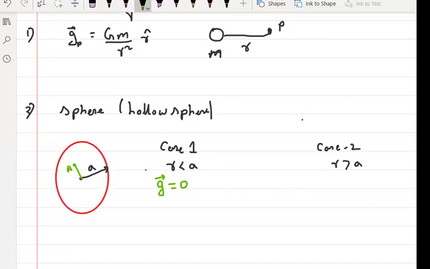Okay, now the second case, when we talk about any point which is outside this sphere. Just take this point. This is point B. Now for this point B, this distance is again R, as I said. Now tell me, the formula will always be the same, right? The formula will not change. g is equal to capital G m by R square. Agree? Now for this point, the mass will be the total mass, right? Agree, everyone?